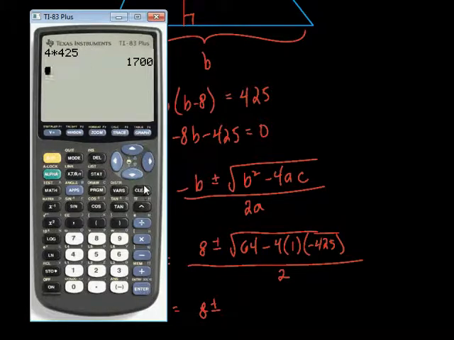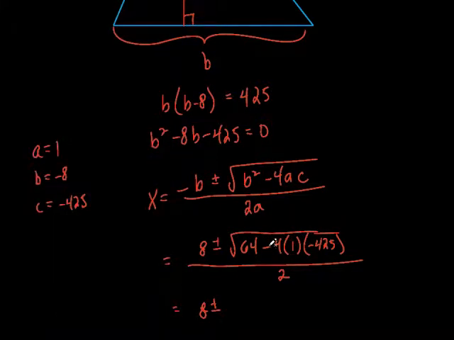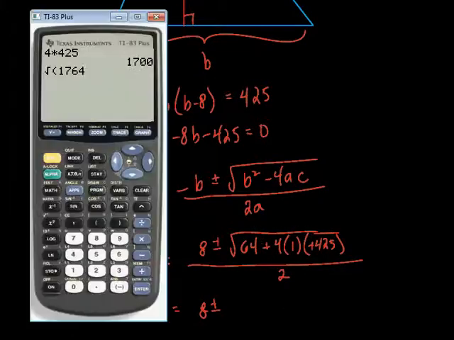Square root of 1764. No, because you already made that plus. Look, you already made that plus. So there's no minus now. It's all addition. All right, so square root of 1764 is 42.